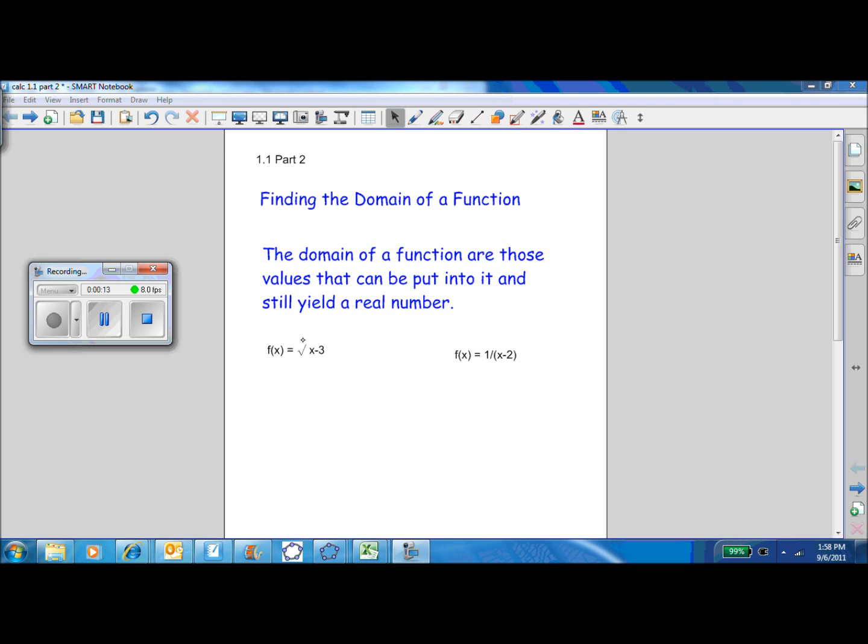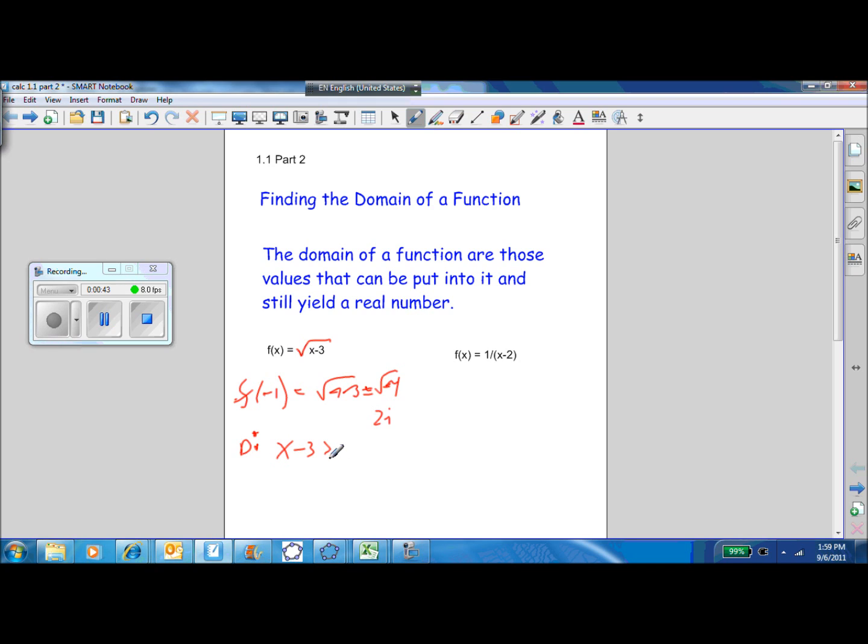The domain of a function is those values that can be put into it and still yield a real number. So when we look at something like f of x equals the square root of x minus 3, we can see that we can't just put any number in. f of negative 1 would be the square root of negative 1 minus 3, which is the square root of negative 4, which is 2i. That's not real, so negative 1 is not in the domain. Basically, in this case, the domain is those values of x that make the radicand, x minus 3, greater than or equal to 0. So x greater than or equal to 3 is our domain for this function.